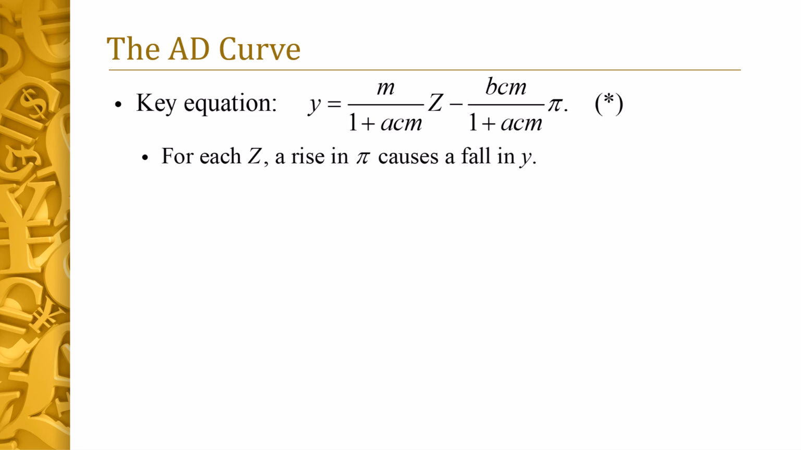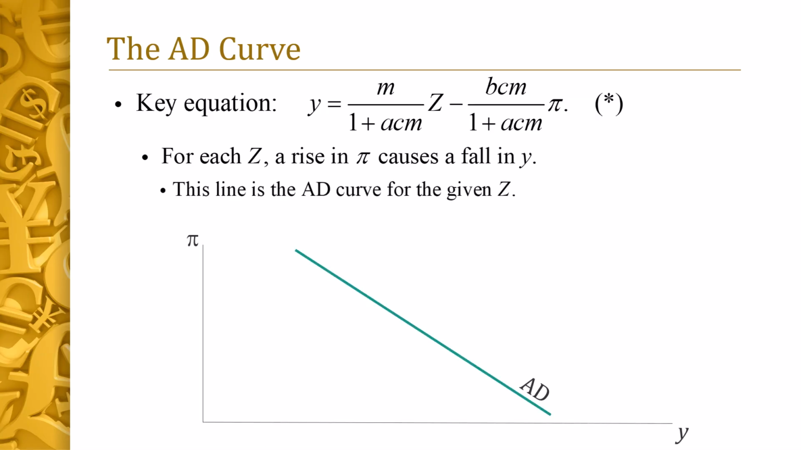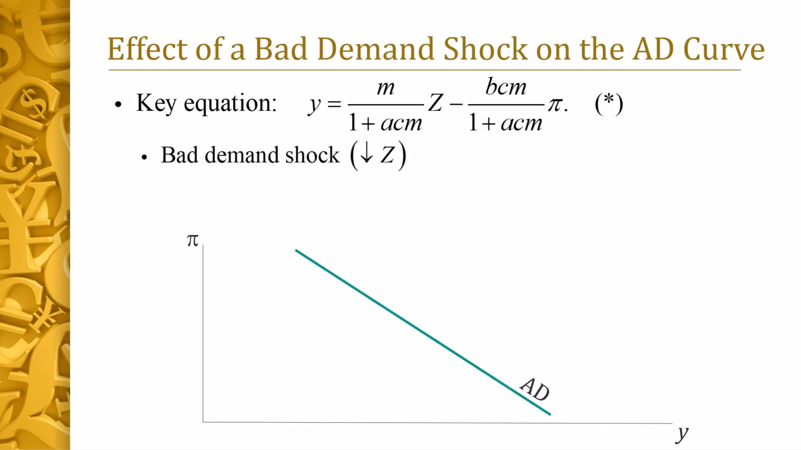By this equation, holding z fixed, a rise in inflation pi leads to a fall in output y. The graph of this relation is a downward sloping line. This line is the AD curve for the given value of z. Now suppose that a bad demand shock hits.